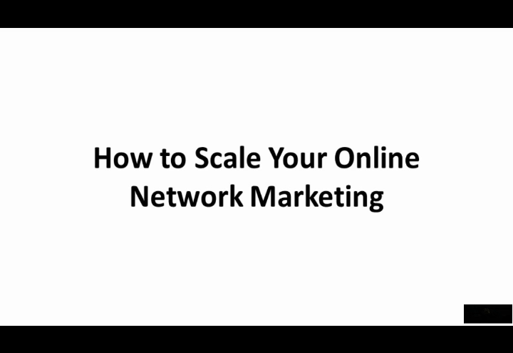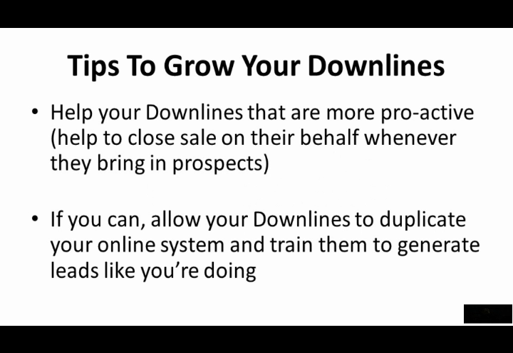Well, it's easy for people to say, keep your chin up, or keep trying. A positive attitude will see you through, but verbal encouragement can only get you so far. In order to grow your downlines, or in other words, recruiting, you may offer your support to them. Help your downlines that are more proactive to close sales on their behalf whenever they bring in a prospect. Once your downline inspires a prospect to join your organization, you need to support him until he gains his network marketing legs. You may even allow your downlines to duplicate your online system and train them to generate leads like you're doing. A new prospect needs to be encouraged, even babysat to a certain degree.